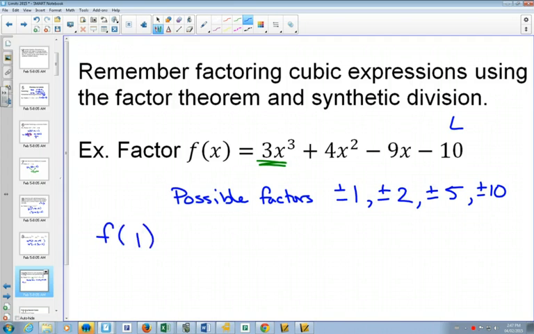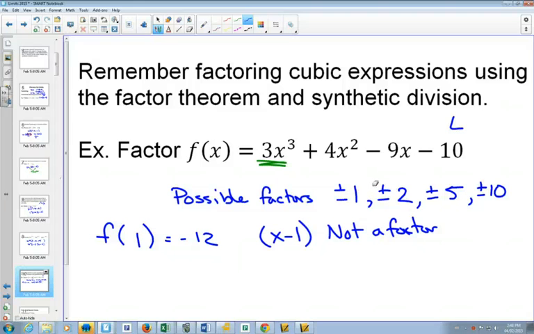Now what we're going to check is we're going to do some mental math. Chances are if you're going to do mental math, especially with something like x cubed, you're not going to want to start with the 5 or the 10. You're going to want to start with the 1 and the negative 1. So if I plug in 1 into this whole thing, can you see that I would get 3 plus 4 is 7, minus 9, negative 2, minus 10, negative 12. It's not equal to 0. So we now know that x minus 1 is not a factor.